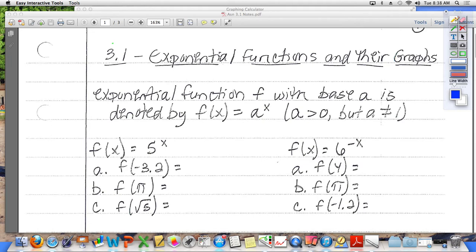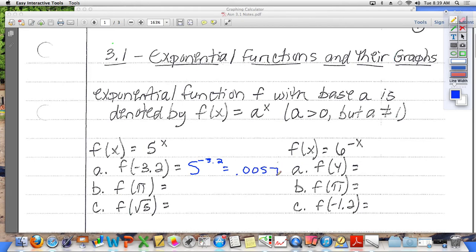So in the very first case, you're just going to put 5 to the power of negative 3.2. So you put 5, you raise it to a power of negative 3.2, and you get some value. I need some help with that. I know it's going to be a very small value. What is it? 0.0057.